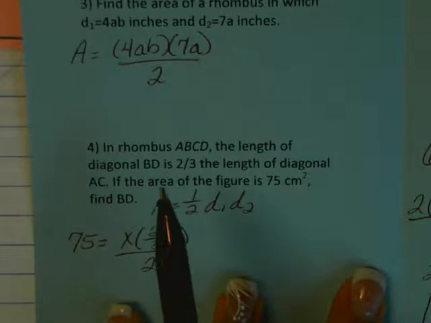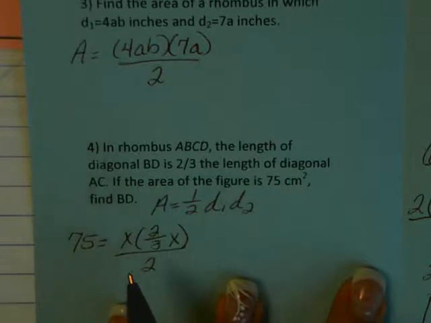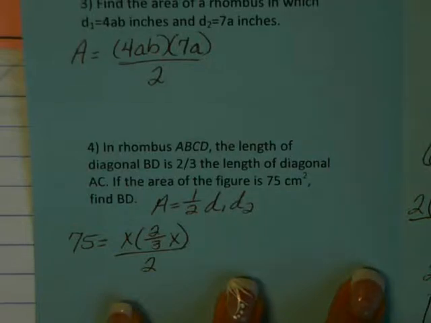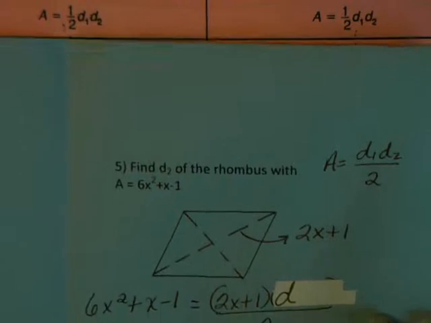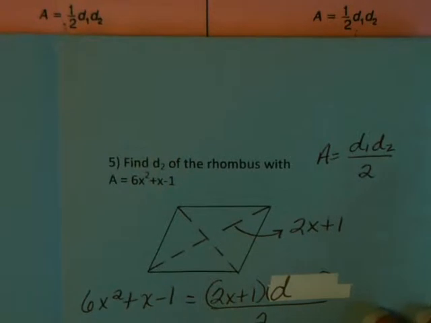One of our diagonals is 2/3 the length of the other, so we need x to represent the original, and then 2/3 of that x to represent the other diagonal. And of course, the formula tells us to divide it by 2 or multiply times 1/2. So once again, use your fabulous algebra skills to solve for x. All right, so let's see.